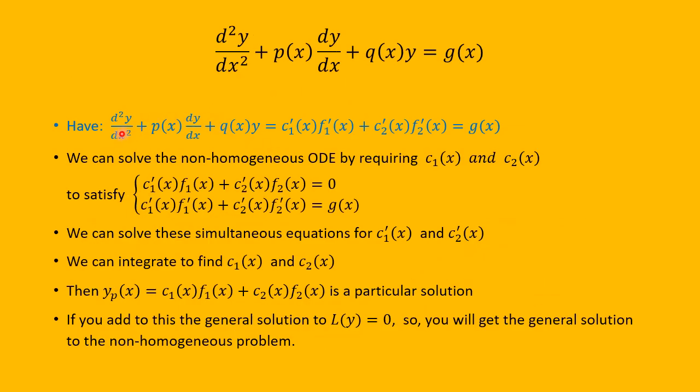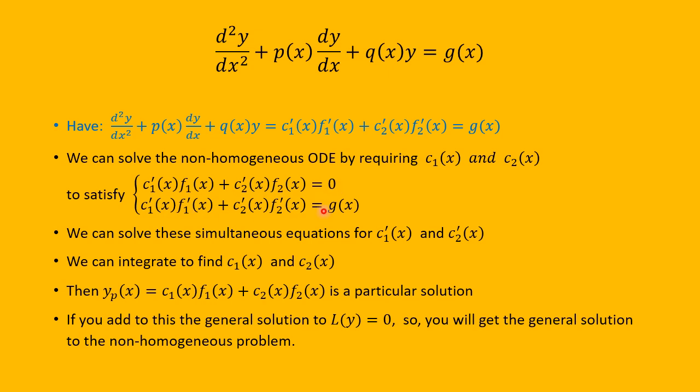So we just found out that this differential expression, under the assumptions we've made so far, is equal to C1 prime F1 prime plus C2 prime F2 prime, and this has to equal g of x. So that gives us two conditions on C1 and C2. The first condition involved C1 prime F1 plus C2 prime F2 equaled 0. And then the second one was C1 prime F1 prime plus C2 prime F2 prime equals the non-homogeneous term on the right-hand side, g of x.